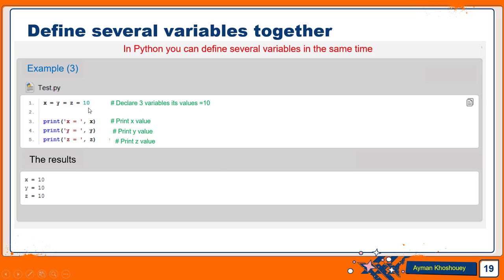As you see here, you can declare 3 variables at the same time: X equal Y equal Z equal 10. And this is a print for the 3 variables, with a string here, X equal Y equal Z equal, and the value as a result here. So you can define several variables at the same time.